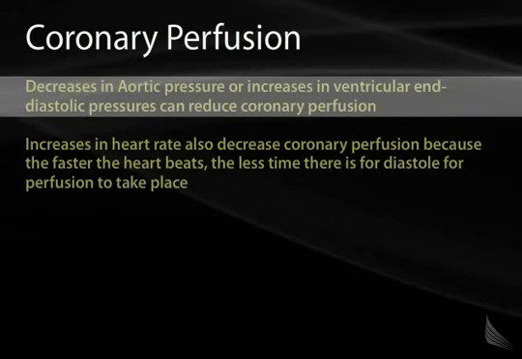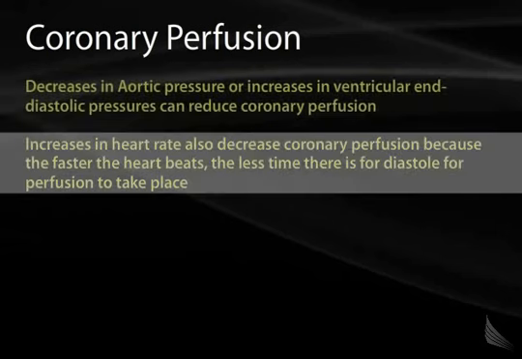Coronary perfusion decreases as aortic pressure decreases. Similarly, as the aortic pressure rises, coronary perfusion pressure goes up. Coronary perfusion also will decrease as an increase in ventricular end diastolic pressure occurs. End diastolic pressure of the ventricle is also known as preload and involves stretching of the myocardium. As the heart rate increases, this also will decrease coronary perfusion because the faster the heart beats, the less time there is for diastole. And as you know, diastole is responsible for most of the coronary perfusion of the heart.